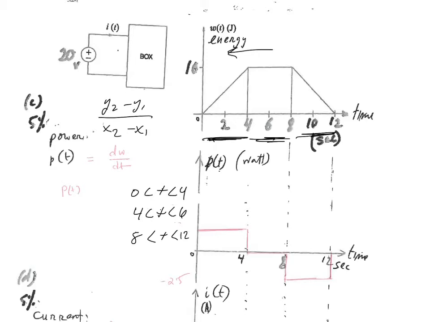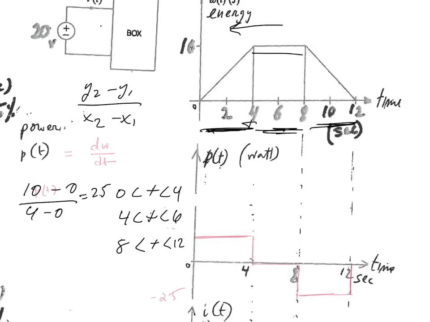So it's y2, so let's say it starts at 10 minus 0 over the time 4 minus 0, and that gives us 2.5. And then for this middle one here, it's at 0. So this is going to be 0. I mean, you could also look at it and be like a 0 minus 0. And then this 8 to 12 range, it's going to be 0 minus 10 over 12 minus 8. And that gives us negative 2.5.